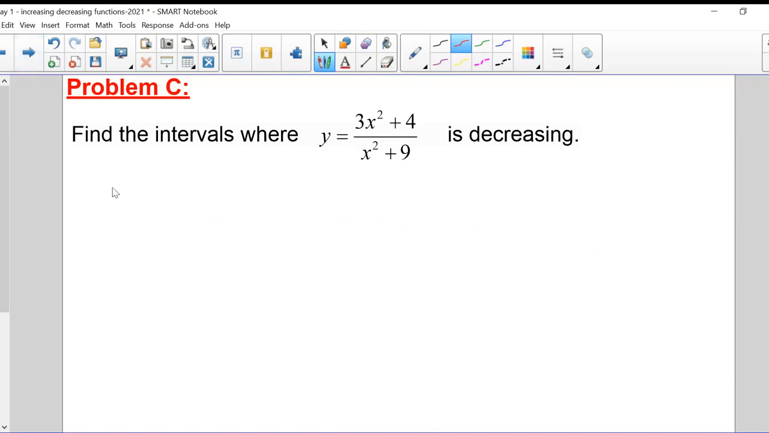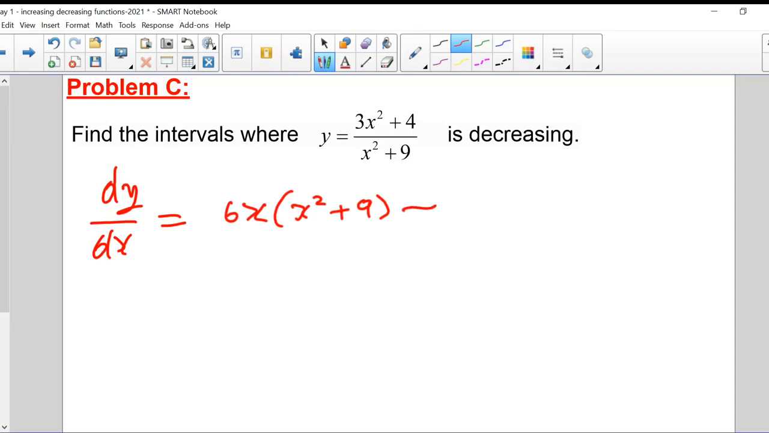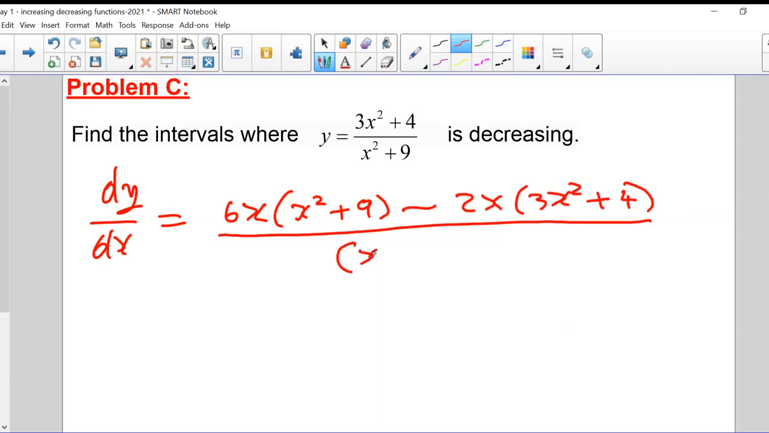Okay, so dy/dx of this, remember, is the derivative of the top, which would be 6x, multiplied by the underived bottom, x squared plus 9, minus the derivative of the bottom, which is 2x, multiplied by the underived top, so 3x squared plus 4. You are all supposed to be pros at this by now. All divided by x squared plus 9, squared.